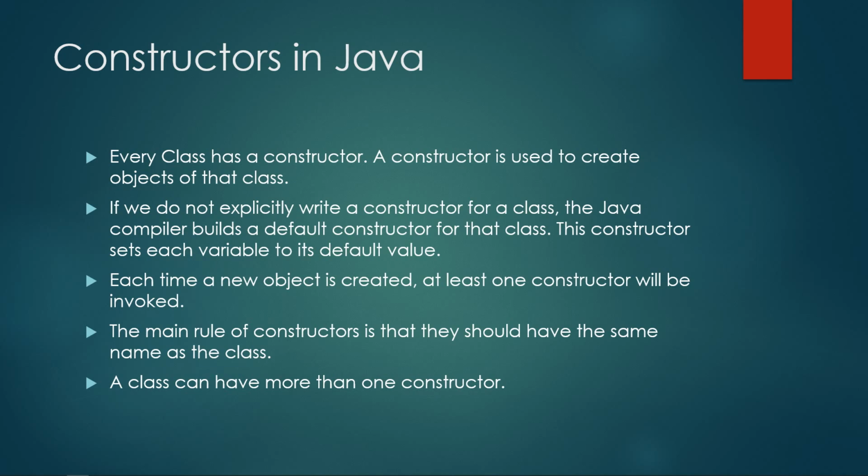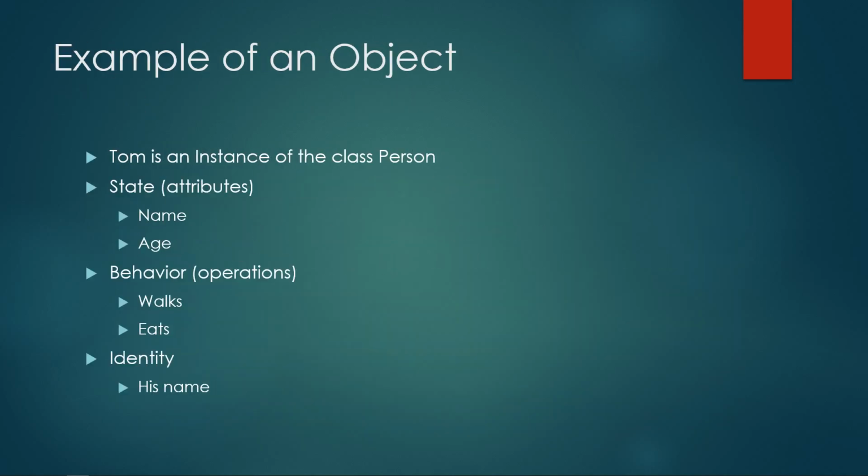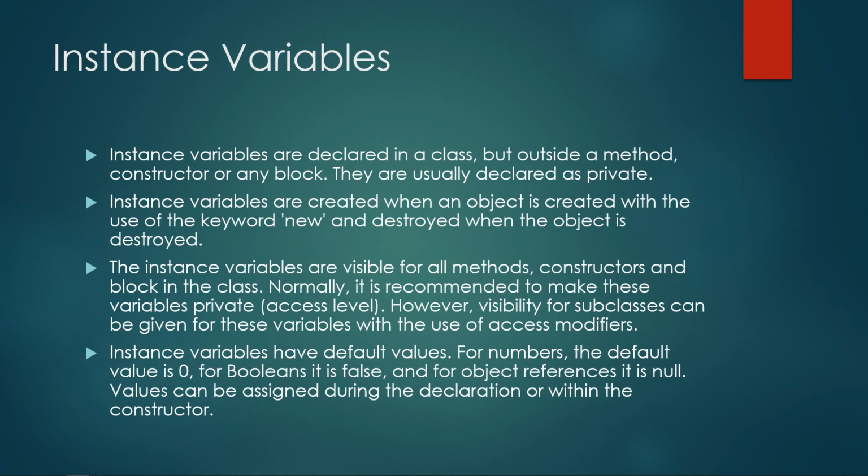Okay, let me stop you there. Remember I was talking about default values for instance variables? Wait, I'll go back to that slide, then you might remember. Let me show with the laser pointer. See this right here. Instance variables have default values. For numbers the default value is 0, for booleans it is false, and for object references it is null.